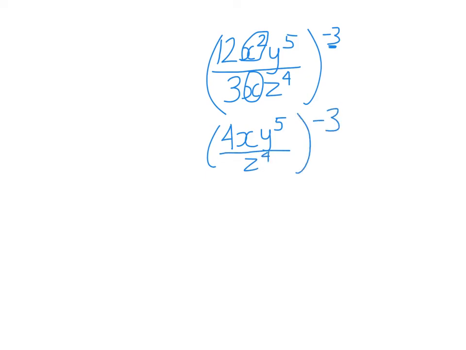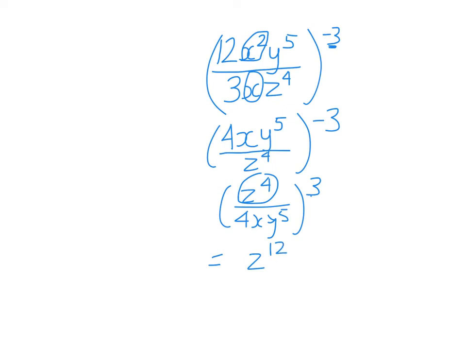Okay, so how are we going to simplify this? Well, if we want to raise a fraction to a negative power, remember we flip the fraction, switch the numerator and denominator around, and we make it a positive power. So what do we do now? We raise the top to this power, so z to the power of 4 to the power of 3, multiply the powers. Over 4 to the power of 3 is 64. You have to remember that you need to raise the number to the power, raise x to that power, and raising y to the power of 5 to the power of 3, keep the same base and multiply the powers. That is our final answer.